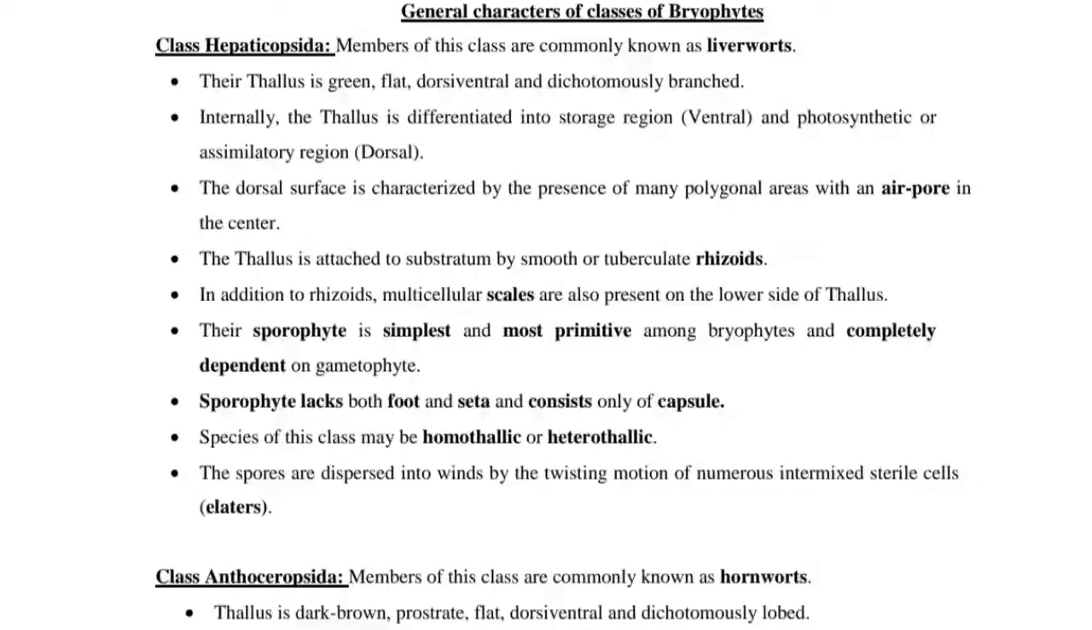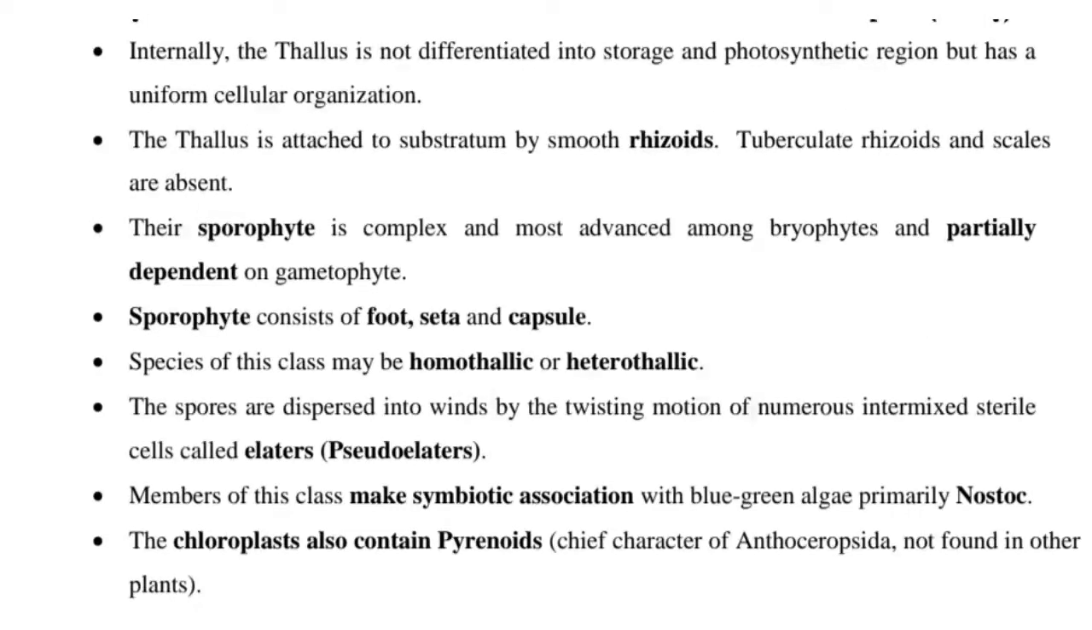Class Anthocerotopsida. Members of this class are commonly known as hornworts. The thallus is dark brown, prostrate, flat, dorsiventral and dichotomously lobed. Internally, the thallus is not differentiated into storage and photosynthetic regions but has a uniform cellular organization. The thallus is attached to the substratum by smooth rhizoids. Tuberculate rhizoids and scales are absent.